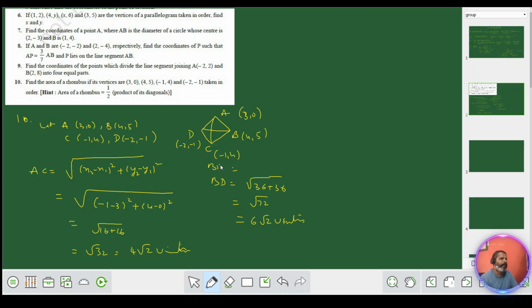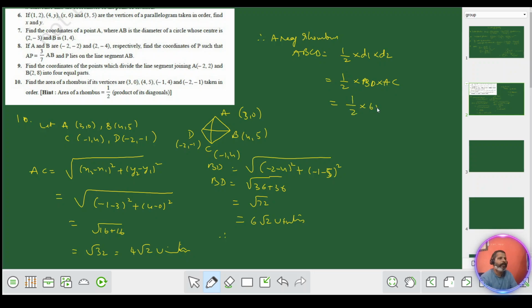So what you get is BD, I'll substitute the values directly here, minus 2 minus 4 whole square, minus 1 minus 5 whole square, 6 square 36, 6 square 36. Now therefore we'll write here area of rhombus ABCD equal to half into D1 into D2, that is half into BD into AC. You can write any of the diagonals as D1 and any as D2. BD is how much? 6 root 2. AC is 4 root 2.